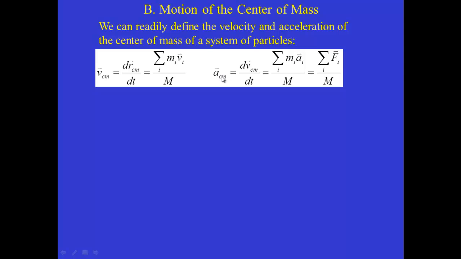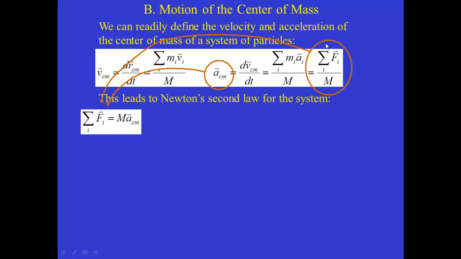So the acceleration of the center of mass is the sum of all the forces on all the particles in the entire system divided by m. And we can rearrange this and write this down as Newton's second law for the entire system. We can solve this for the sum of the forces and realize that it's going to be the mass times the acceleration of the center of mass.